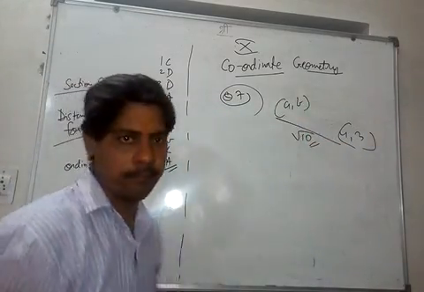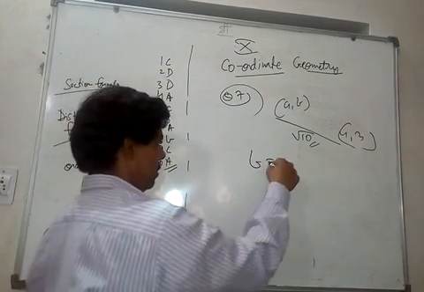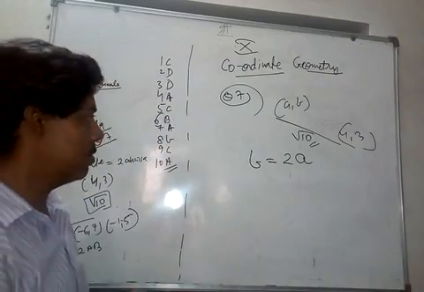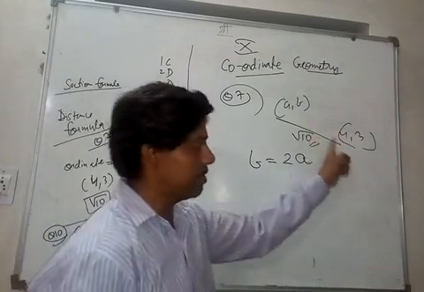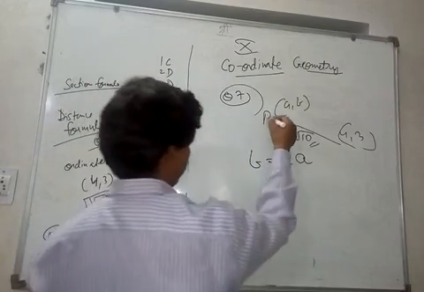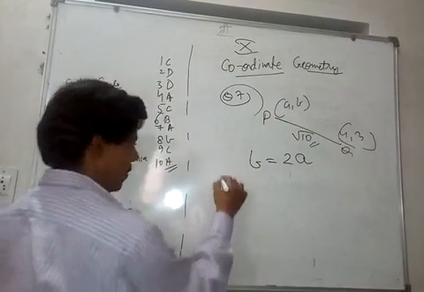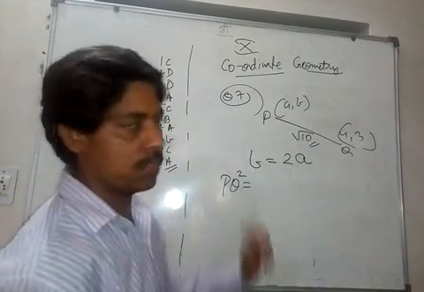A and B, and it is given that ordinate, that is B, is double of abscissa, that is 2A. So B is equal to 2A. So this is given to us, and we can apply the distance formula. Let the first point be P, let the second point be Q. So you get PQ square. Square I am writing so that we can remove the root sign.